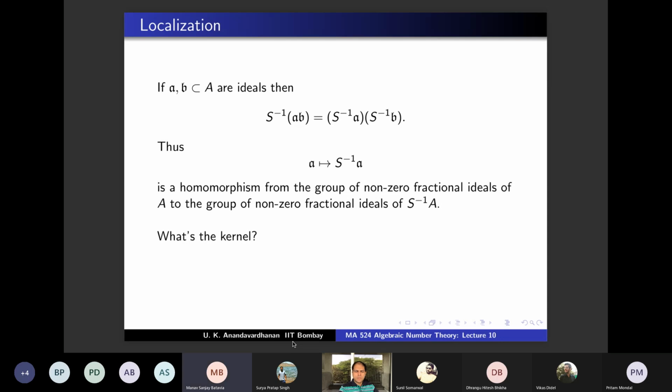We need to use that small a is a fractional ideal. Yeah, a is a fractional ideal, that is given to you. This map is from the group of non-zero fractional ideals to the group of non-zero fractional ideals. So what you want to compute is the set of all a such that S inverse a equals S inverse capital A.